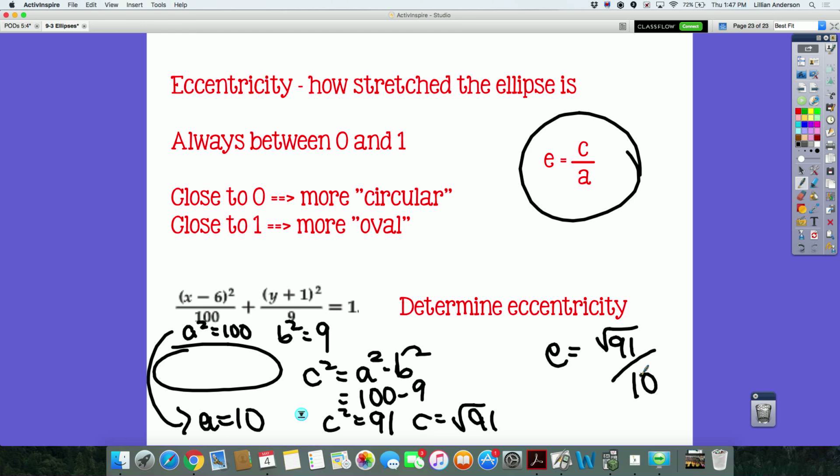So the square root of 91 divided by 10 is going to be 0.954. So since it's close to 1, this is actually going to be an ellipse that's a little bit more oval.